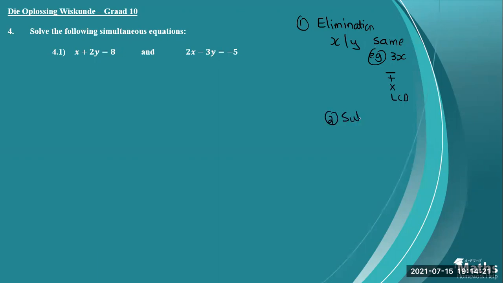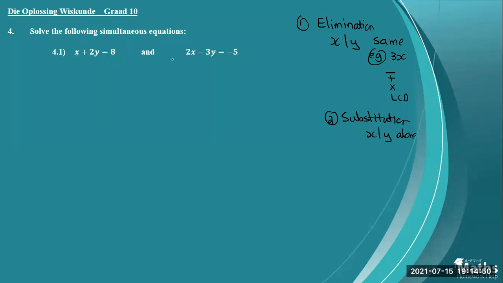Substitution you do when it's easy to get the x alone or the y alone. Substitution is when you can get the x or the y value alone. So take down the notes and keep it somewhere in your file. And if anything doesn't make sense, please pause the recording, quickly take a photo and WhatsApp it to me and explain what you don't understand.